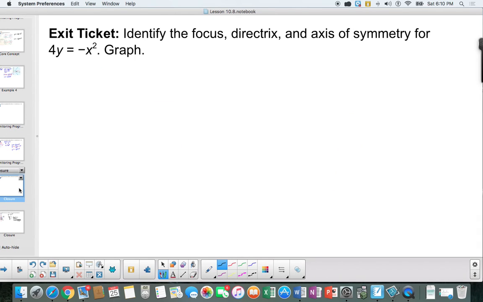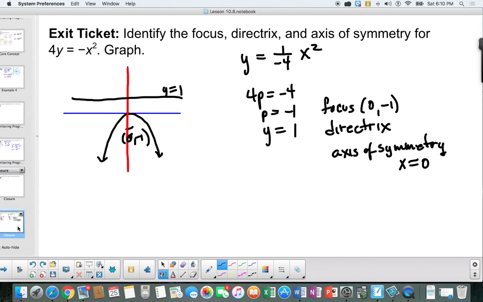Last one, stop the screencast, see what you can do. And here's the answer. I went ahead and wrote y is equal to 1 over negative 4 x squared. And I knew that this part right here was my 4p. So 4p is equal to negative 4, and I found my p. I knew this was a parabola going down, and I knew it wanted to hug 0, negative 1. And over here was my directrix, which is y is equal to 1. And the axis of symmetry is this red thing right here.